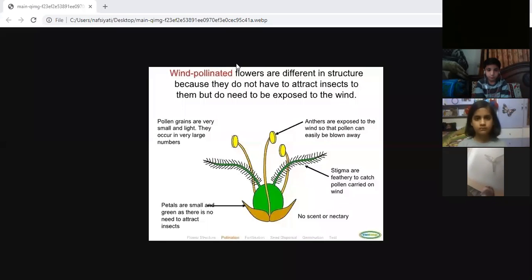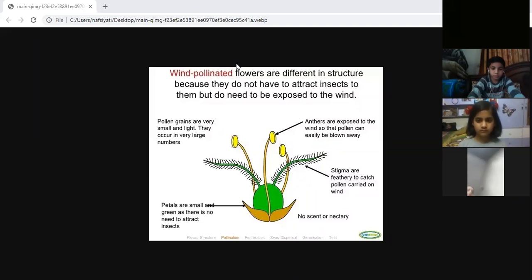Now fourth one, stigma. What are stigma? The long leaves of the flowers. Stigma are feathery to catch pollen carried on the wind. अब ये feathery होते हैं यानी कि इनके ऊपर फर्स लगे हुए होते हैं. क्यों होते हैं? So that it can catch the pollen carried on the wind. यानी कि हवा से जो pollen आ रहा है ये इसको अपने पास catch कर सके.